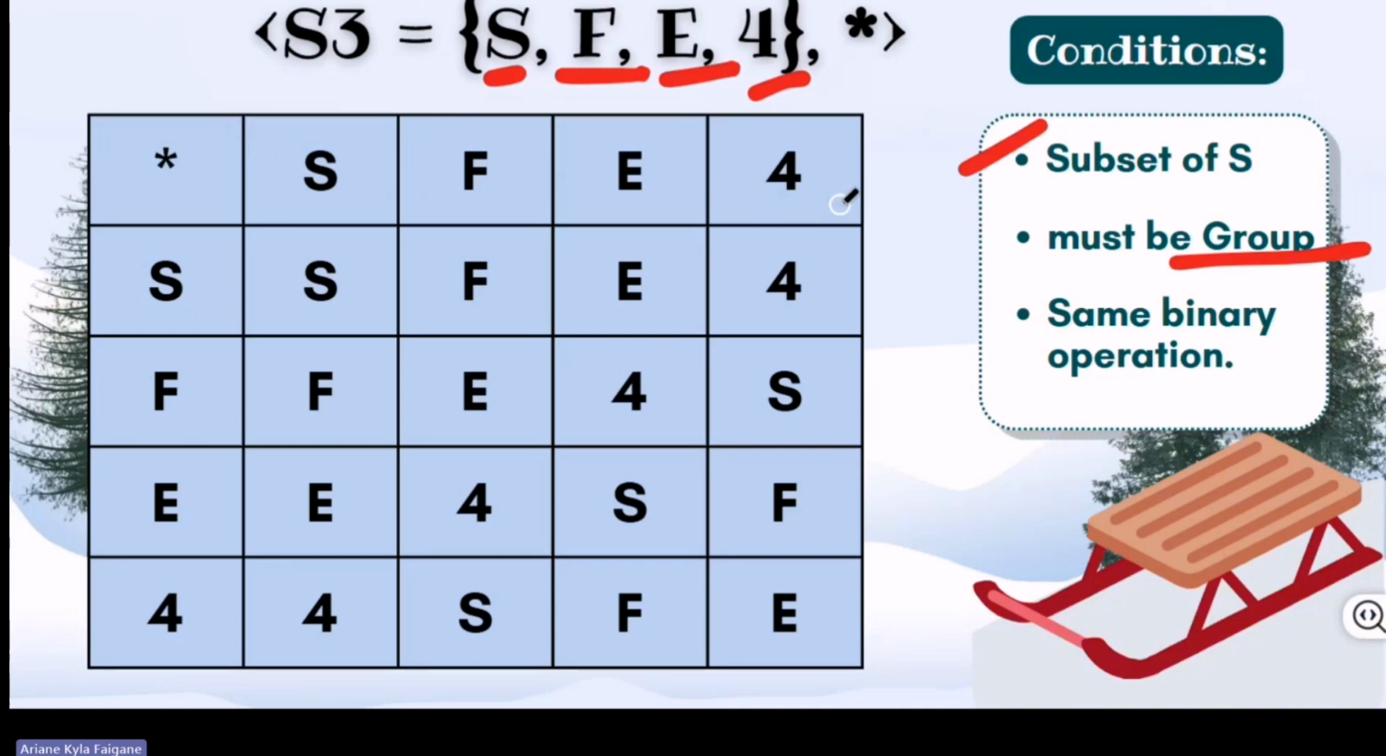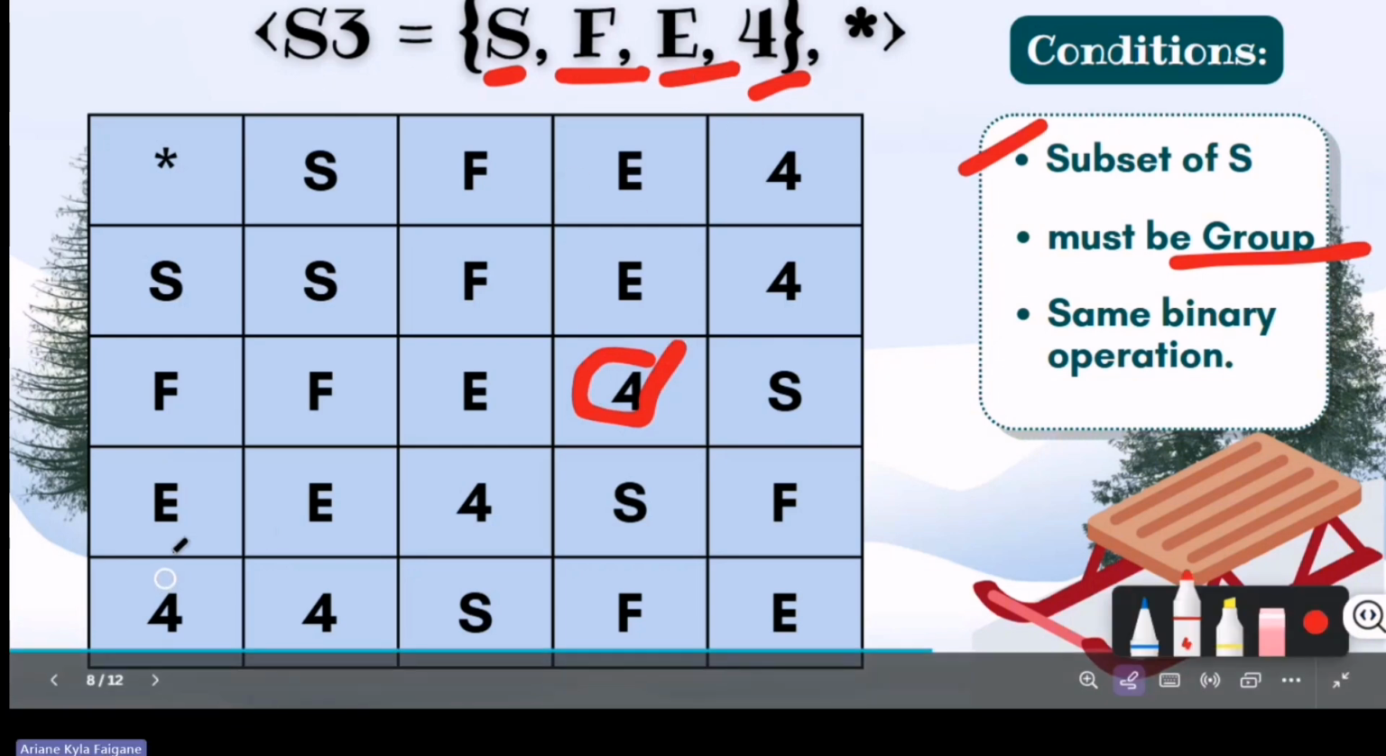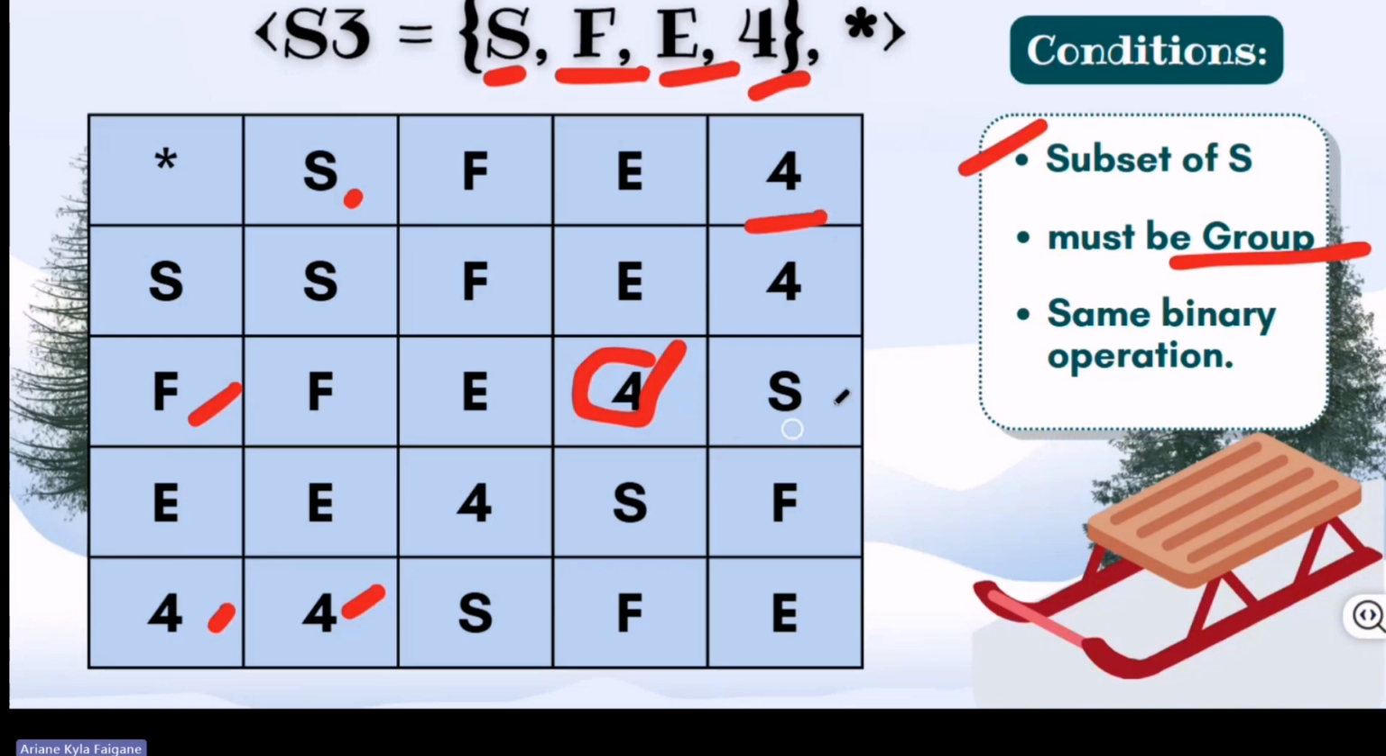In order to know if it is closed, we need to operate the elements with other elements. So, let's say F star E is equal to 4, and 4 is an element of S sub 3. And now we will try another pair of elements. We have 4 star S is 4. And F star 4 is S, which is an element of S sub 3. Therefore, we can conclude that it is closed.